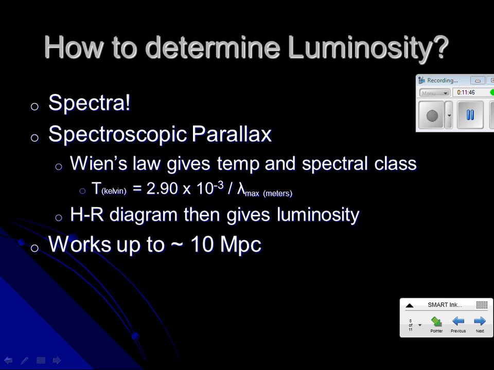Why is it limited to only 10 megaparsecs? Well, I think at some distance you can't isolate individual stars anymore and measure their spectra. So that's probably the limit for this technique. But it reaches out much farther than parallax does. Parallax is just working in our neighborhood of the Milky Way galaxy. Now we have a technique to measure distances to nearby galaxies if we want to.